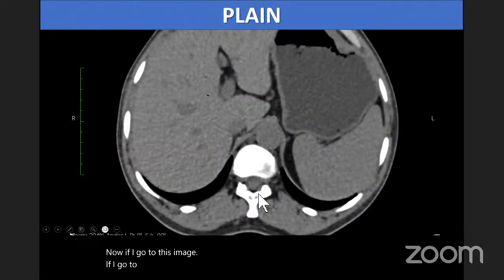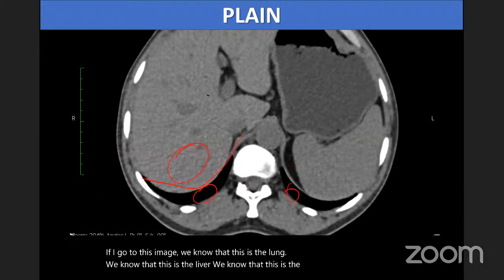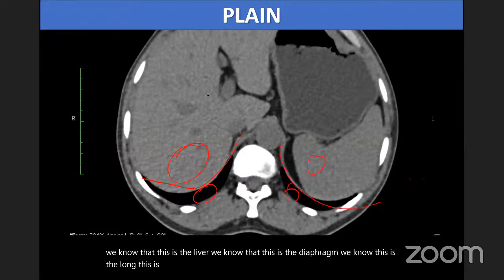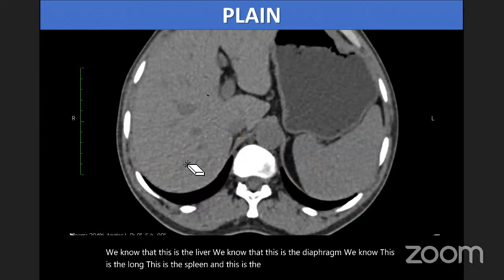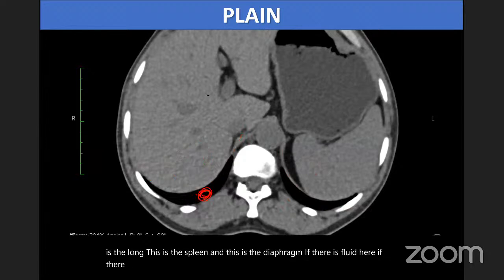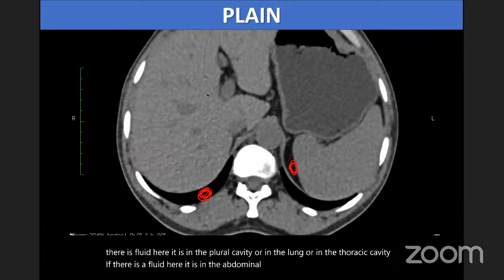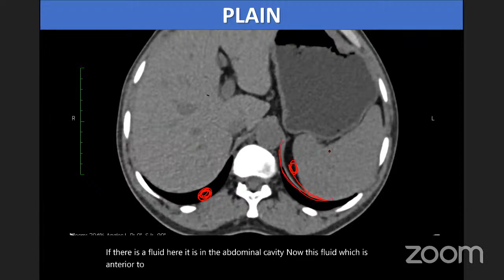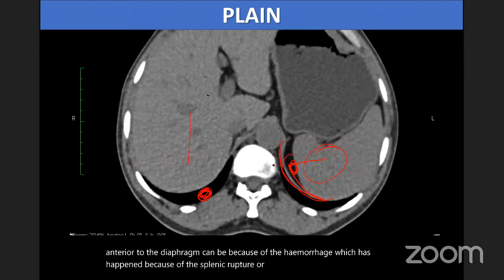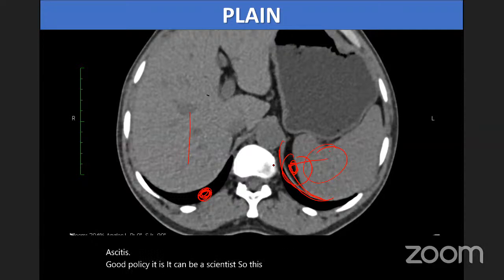Now, if I go to this image, we know that this is the lung. We know that this is the liver. We know that this is the diaphragm. We know this is the lung, this is the spleen, and this is the diaphragm. Now, if there is fluid here, it is in the pleural cavity or the thoracic cavity. If there is fluid here, it is in the abdominal cavity. Now, this fluid, which is anterior to the diaphragm, can be because of hemorrhage from a splenic rupture or liver rupture, or it can be just ascites. Good, Pallavi. It can be ascites.